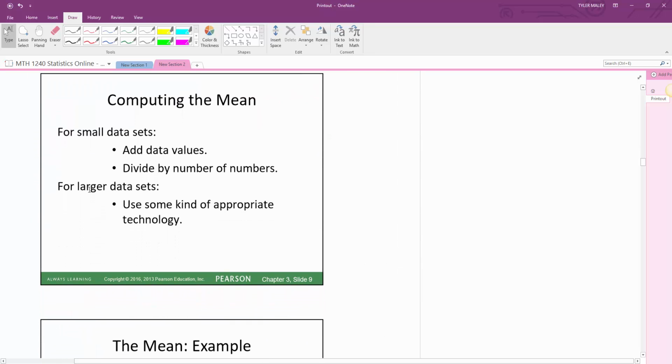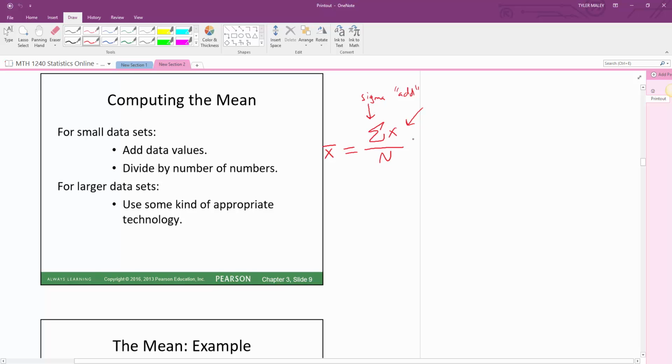To compute the mean, we can think of this in two ways. If we have small data sets, then we simply add all the data values together and then divide by how many numbers we have. One way to represent this: we use x bar to mean my mean. So x bar is equal to all the x's added together, divided by n, the number of data points that I have. That's what this notation means. This is the Greek letter sigma, which simply means to add, to sum. So what this is saying is sum all the x's and then divide by n, so divide by how many we have.